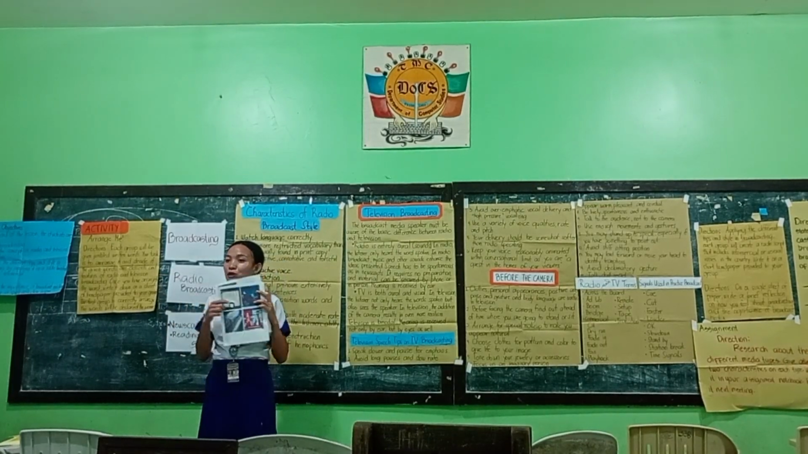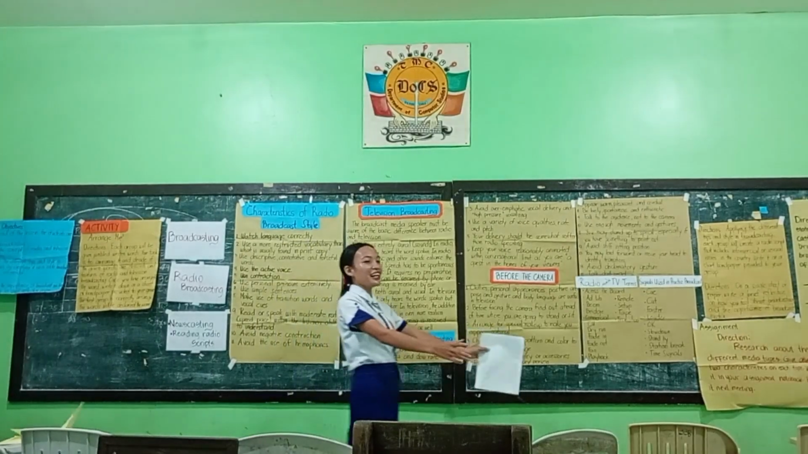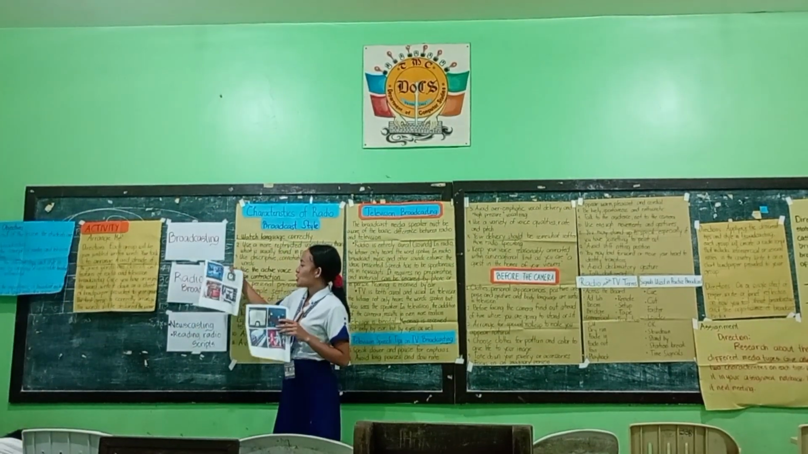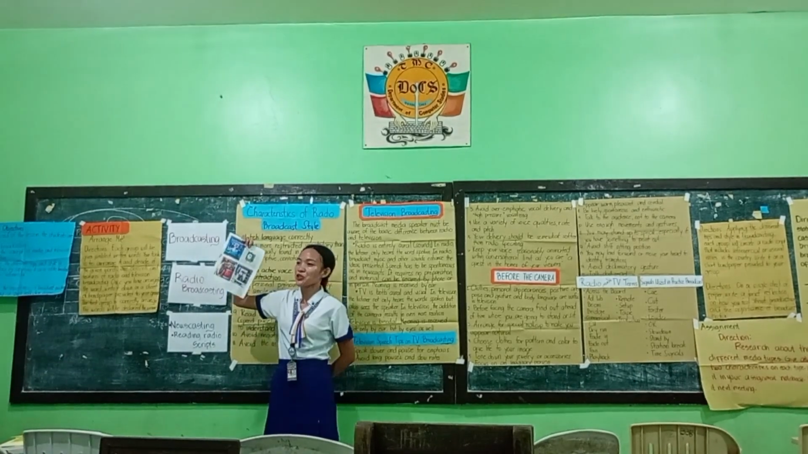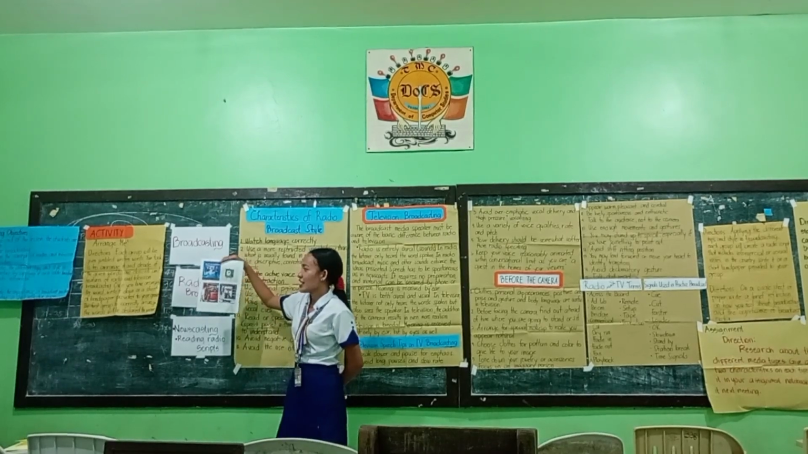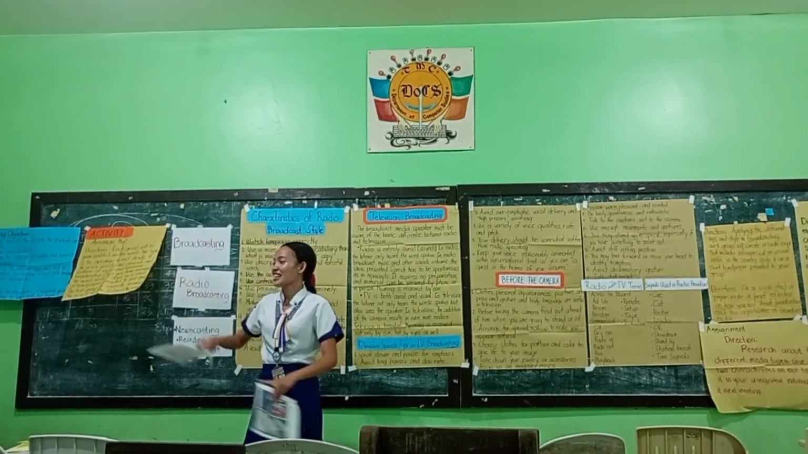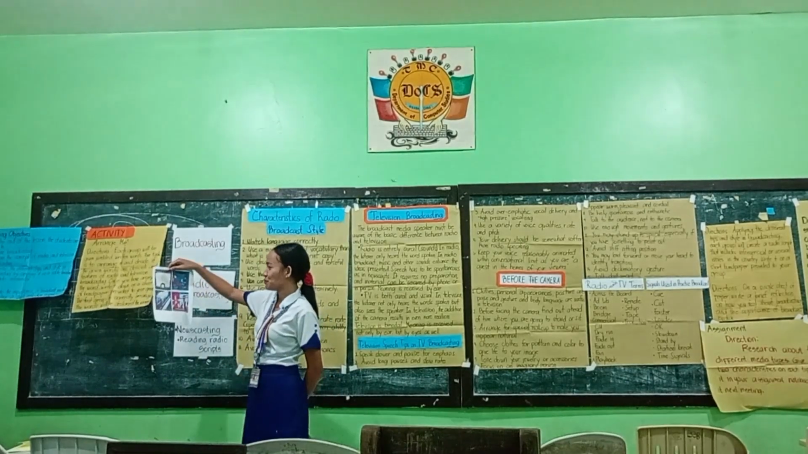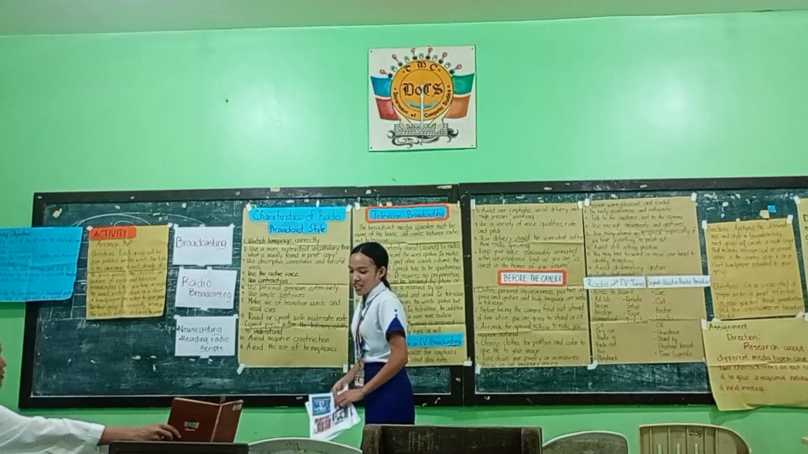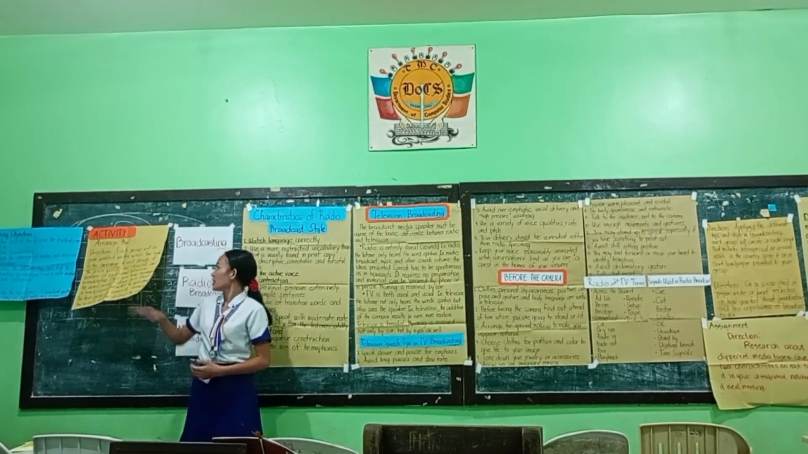Before that, I will group you into two. This will be group 1 and this will be group 2. What was the first picture all about? Group 1: it's all about television broadcasting. Next, the second picture: radio broadcasting. Okay, very good.